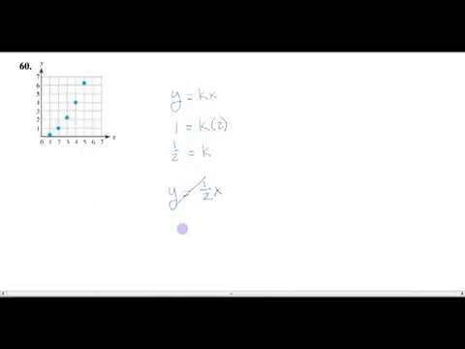So this is not the model, and it's not an inverse model because as x is increasing, y is increasing. It has to be one increasing and one decreasing. So we would have to say that this is neither.